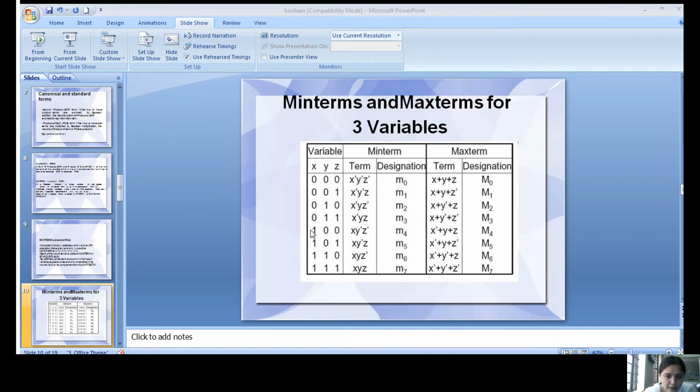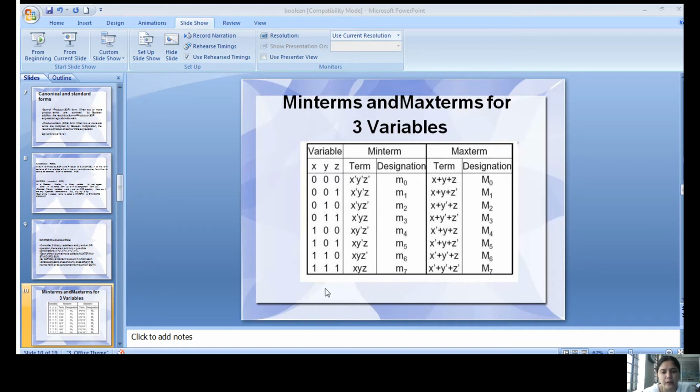At decimal 3, it is x bar, y plus z, M4. Okay. Next, x bar plus y plus z bar, it is 5. Here it is x bar plus y bar plus z, so it is 6. So x bar plus y bar plus z bar, it is 7. So these are min terms and this is max term, and in decimal notation it is given as M0, M1, M2, M3, M4, M5, M6, M7.